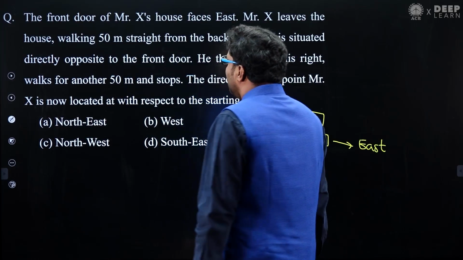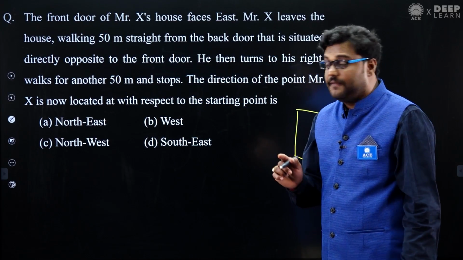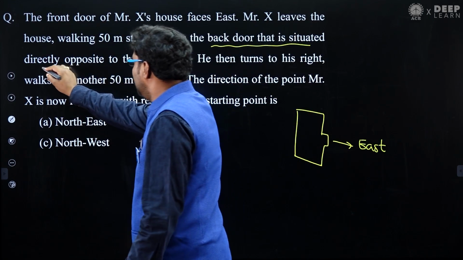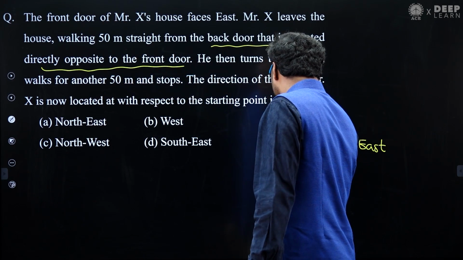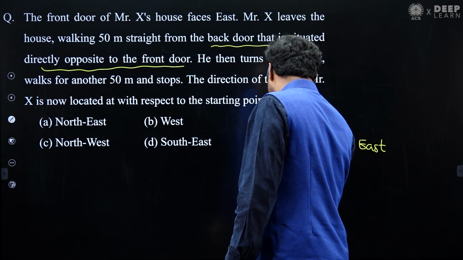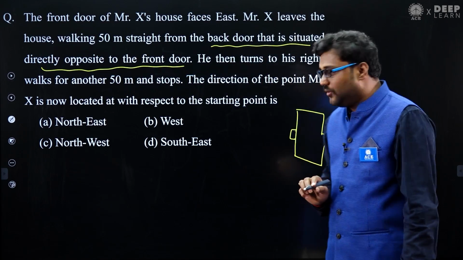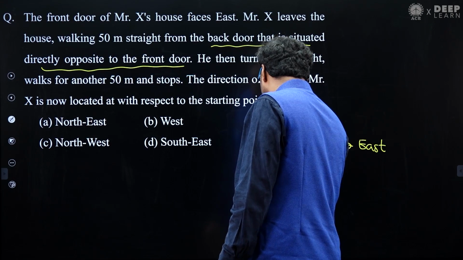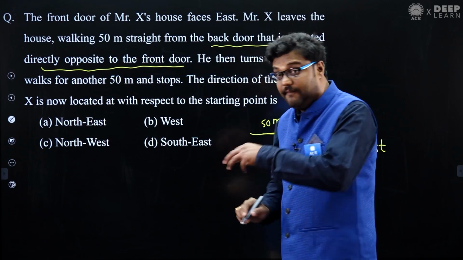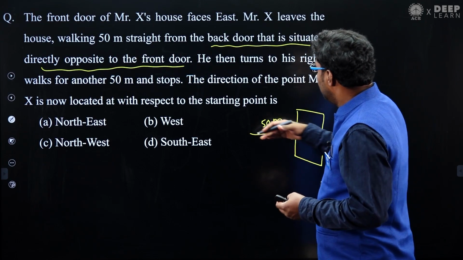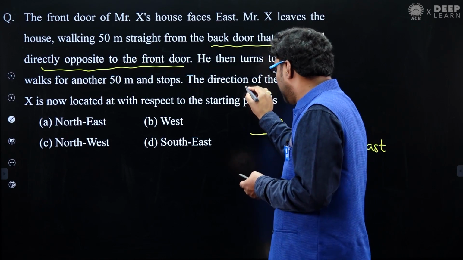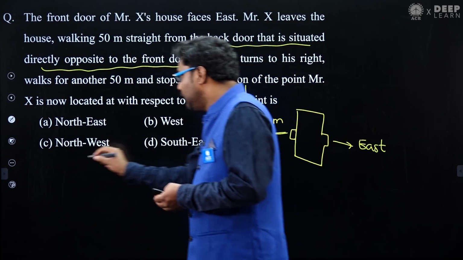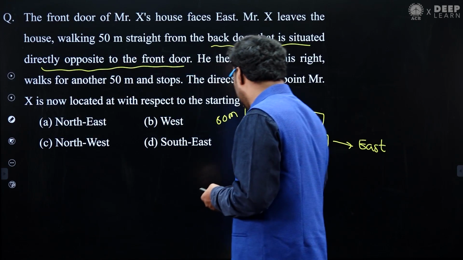But Mr. X leaves the house walking 50 meters straight from the back door. That back door is situated exactly opposite to the front door. So he is moving from the back door, 50 meters, towards the west direction. Then he turns to his right. Right means this way. Again he walked 50 meters. Okay, fine: 50 meters to the west, then 50 meters towards the north.